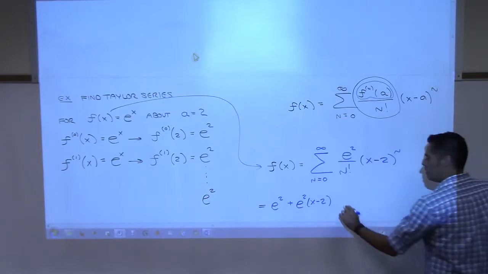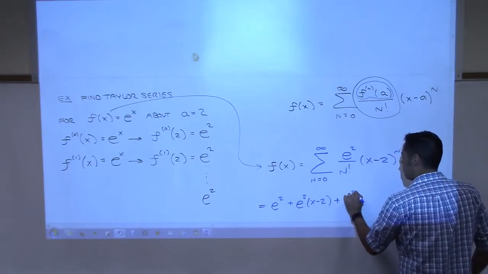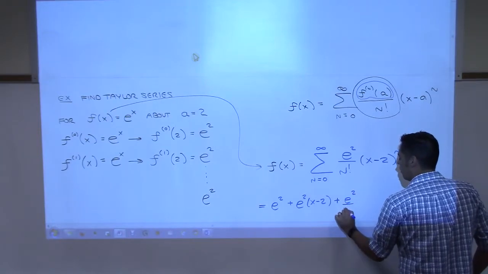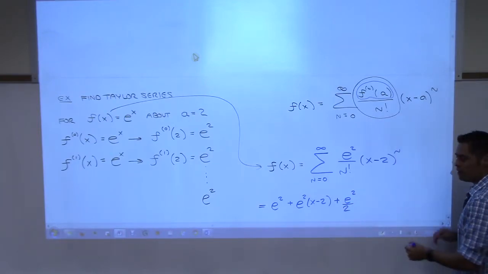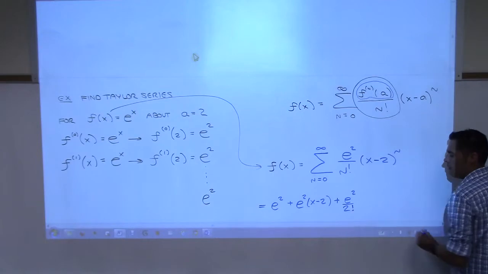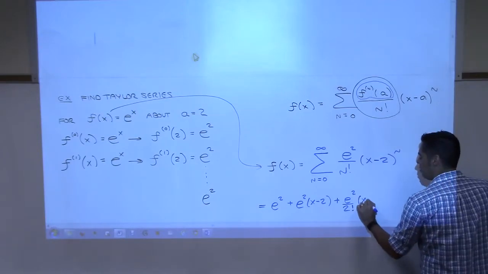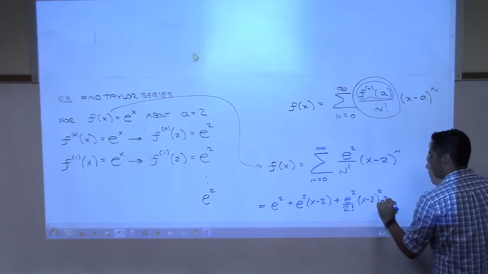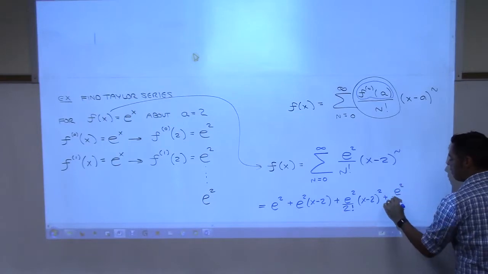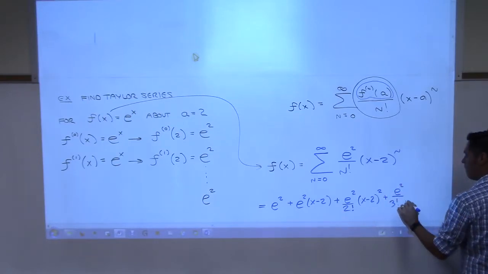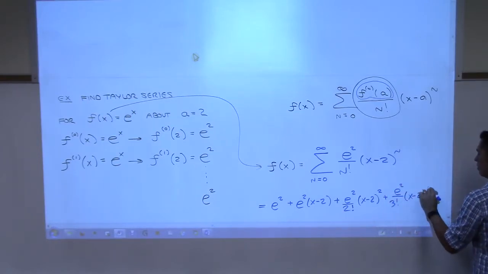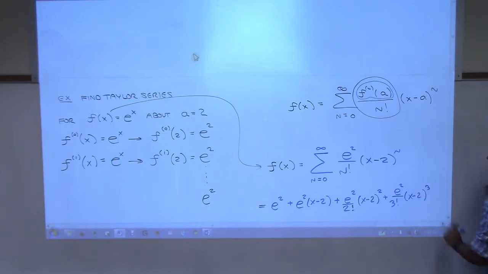Next one, e squared over 2 factorial, which is just 2, right? I'll put 2 factorial, it's the same thing. And then x minus 2 squared. One more: e squared over 3 factorial, x minus 2 cubed. And keep going.